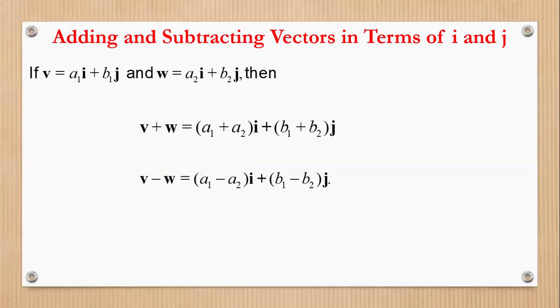So how can we add or subtract vectors if they are in terms of i and j? Exactly the same as what we did when we had the components of the vector. Just add the components for the i term and the components of the j term. That's it. If it's subtraction, we subtract them. If it's addition, we just add them. So we have i's, so the components of the i term is a1 minus a2 or a1 plus a2. The components of j, b1 plus b2 or b1 minus b2.